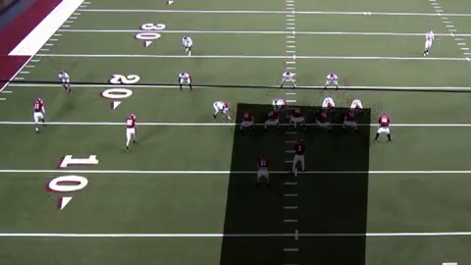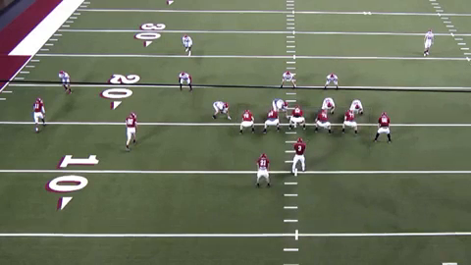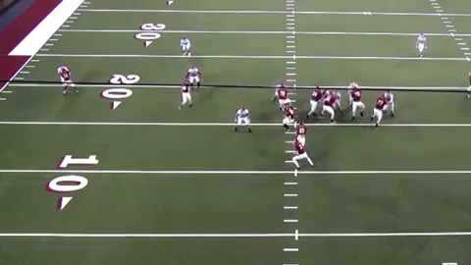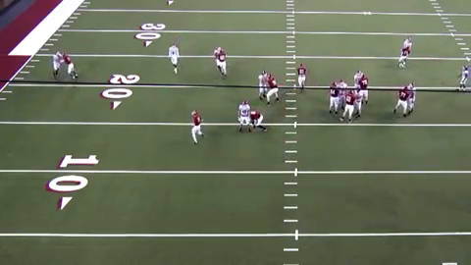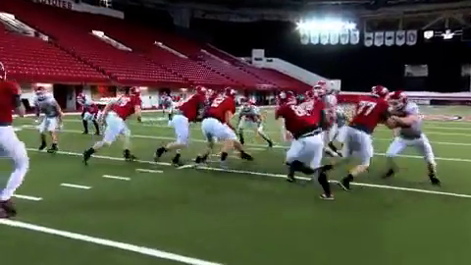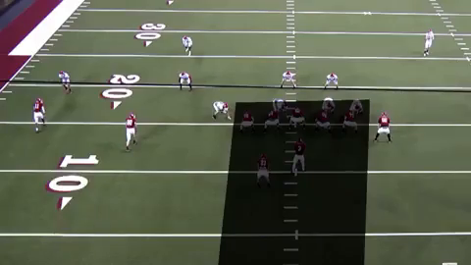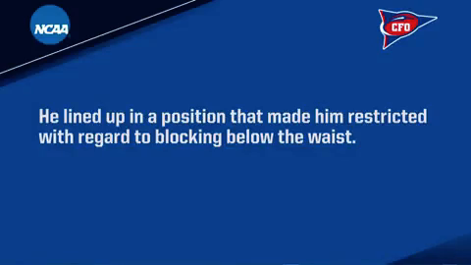Then in the next play, 86 does not overlap with the tackle, and therefore he's restricted. This means that any block he makes must be directly from the front in the 10 o'clock to 2 o'clock region. Notice that he makes the same block as before from the side, but now this is a foul because of where he lined up at the snap. He lined up in a position that made him restricted, so he could legally only block from the front.